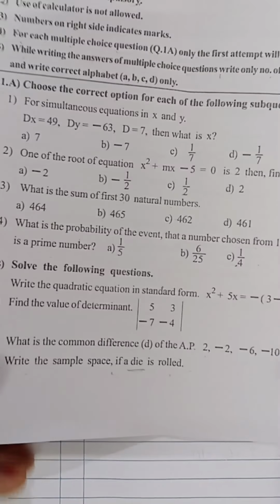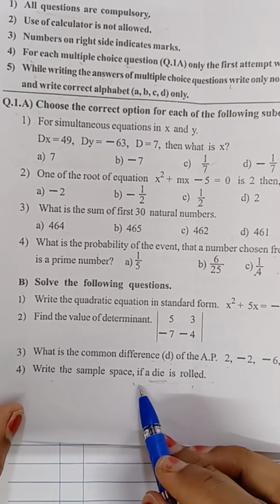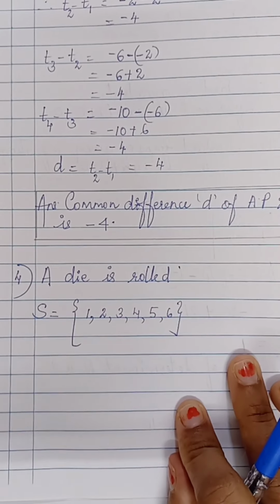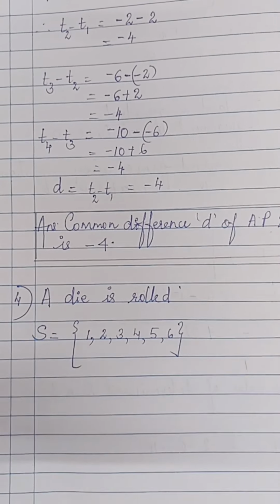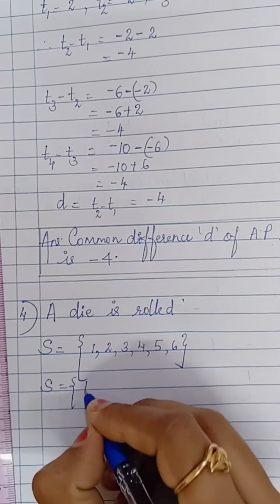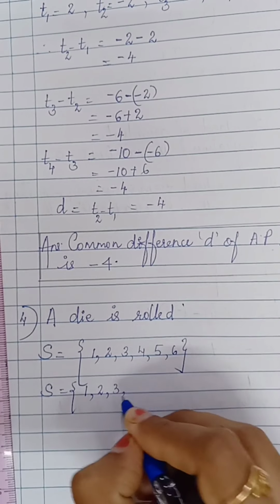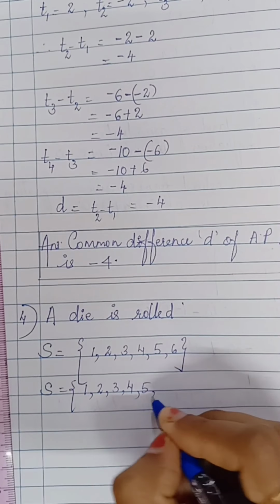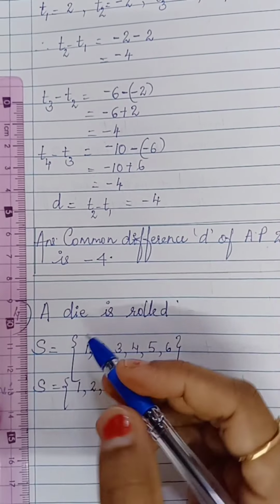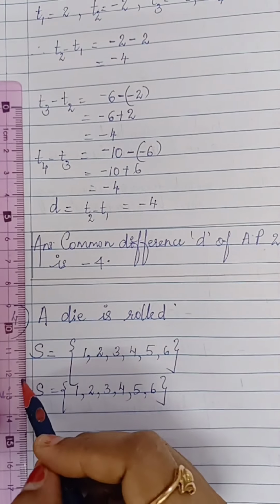Write the sample space is asked. Okay, not the number of sample points. No need. Okay, so this is fine. This is your final answer. After writing here, again you can write it once again: 1, 2, 3, 4, 5 and 6. Mention it as final answer and highlight your answer.